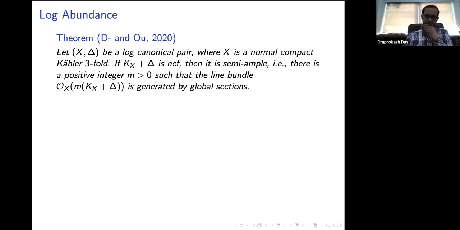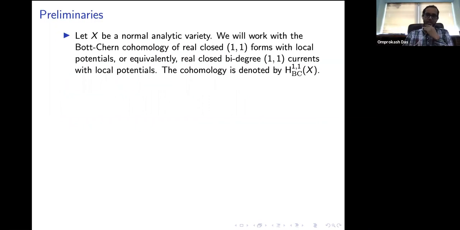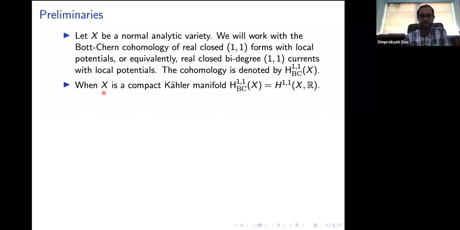So, we'll start with X a normal analytic variety, and we'll work with the Bott-Chern cohomology of real closed (1,1)-forms with local potentials, or equivalently the cohomology of real closed bidegree (1,1) currents with local potentials. This cohomology will be denoted by H^{1,1}_{BC}(X). The good thing is that when X is a compact Kähler manifold, this Bott-Chern cohomology is exactly the same as H^{1,1}(X, R), the usual one that we know.